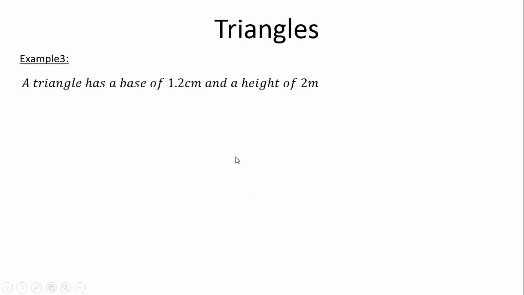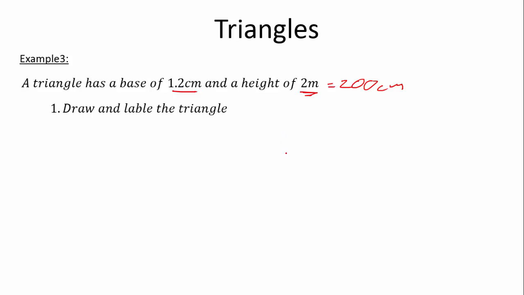Okay, a triangle has a base of 1.2 centimeters and a height of 2 meters. Jeepers, how many centimeters are there in 2 meters? 2 meters is equal to 200 centimeters. So it says draw and label the triangle. Now this triangle is going to have a tiny base and have a massive height. You don't have to worry about making it too big. You don't have to draw to scale, but you can tell there that the height is equal to 200 centimeters and the base is 1.2 centimeters. That's fine. Even though it's a terribly looking triangle, you've correctly labeled it.